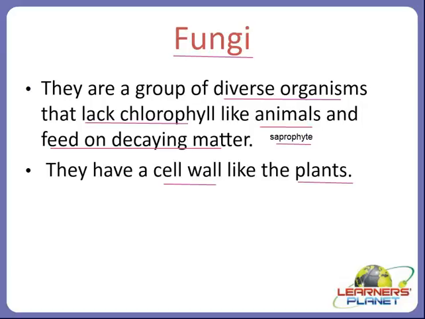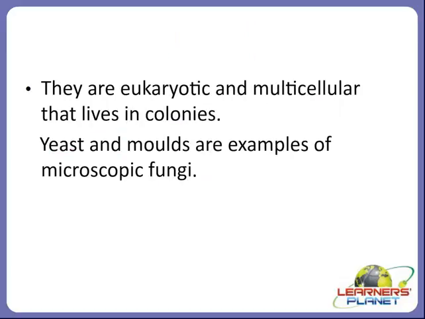So the cell wall is also different in terms of chemical composition. In plants, cell wall is made up of cellulose, whereas in the case of fungi, cell wall is made up of another kind of carbohydrate that we call chitin. These fungi are typically eukaryotic organisms. We can never find prokaryotic organisms under this particular group.